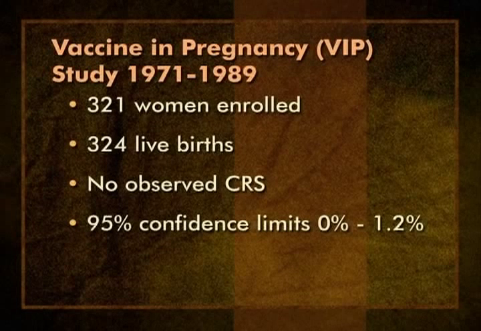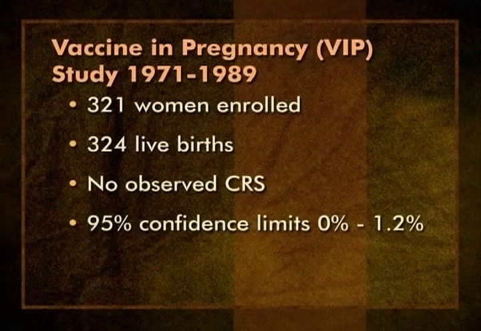Several studies have examined the risk of CRS following vaccination, including an American study conducted from 1971 through 1989. It was called the Vaccine in Pregnancy, or VIP, study. 321 women were enrolled after they were inadvertently vaccinated near or after conception. There were 324 live births, including three sets of twins. There were no cases of CRS observed among these births.